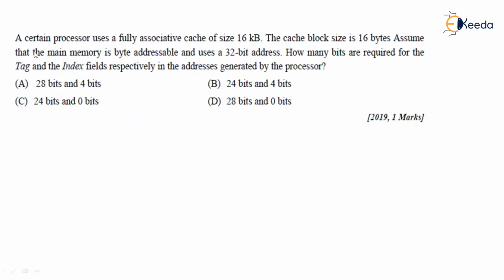Okay, now here it goes. A certain processor uses a fully associative cache of size 16 kilobytes. It is fully associative. It is neither direct map nor set associative map. It's fully associative, mind you. The cache block size is 16 bytes. Assume that the main memory is byte addressable and uses 32-bit address. The main memory has a 32-bit address size. How many bits are required for the tag and index fields respectively in the address generated by the processor?